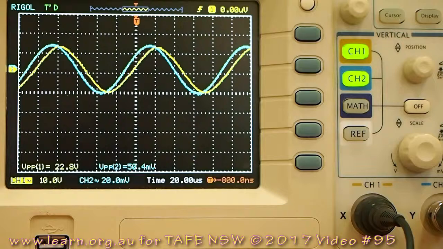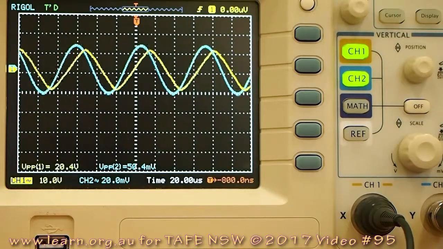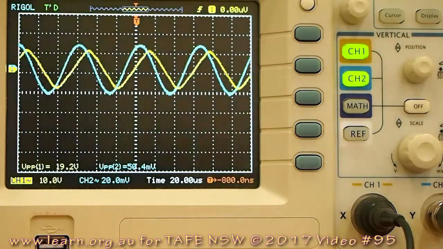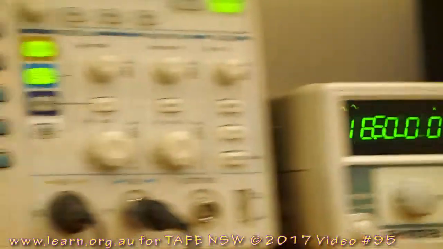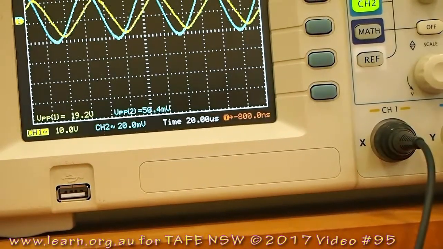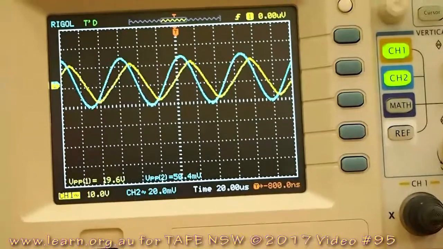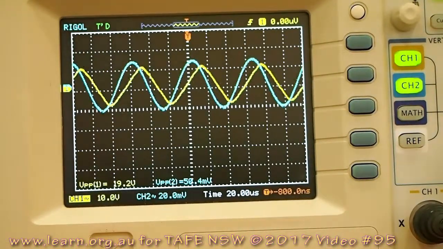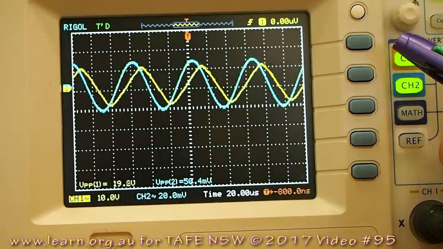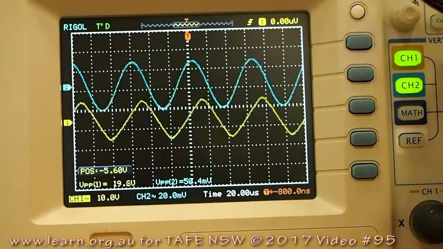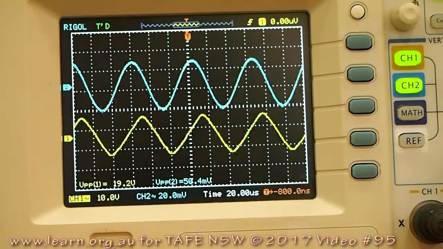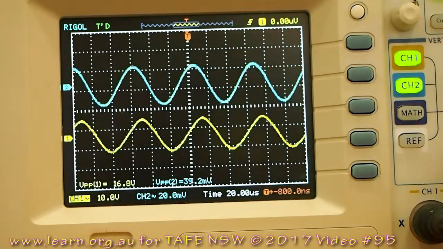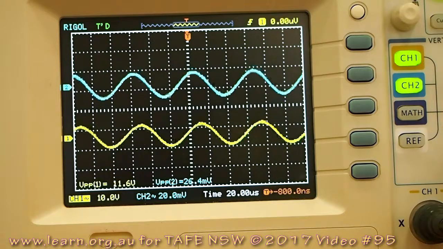Now I'll go back up to 16 kilohertz, and we've got now that horrible looking signal. And what I'll do, I'll bring the output back down here where we can separate it away from the input, and I'll turn the gain of the amplifier down.